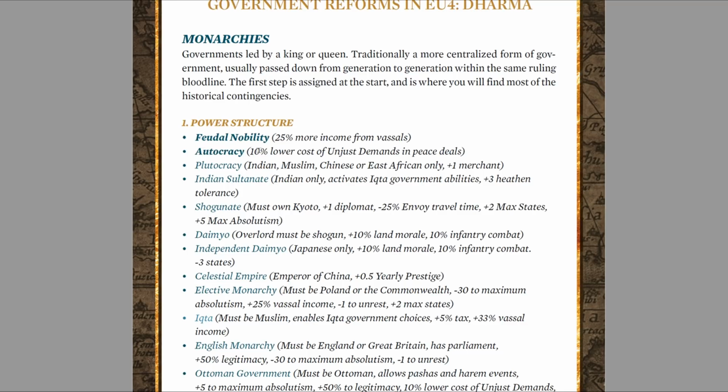I mean, that's pretty good. I would almost always go for autocracy here because income from vassals is okay, but only when you're really playing a vassal swarm. You're playing as Austria or Muscovy, or you're playing a tall Prussia with a lot of vassals. But the 10% lower cost, that'll save you a lot of diplo points in peace deals. I would go for autocracy.